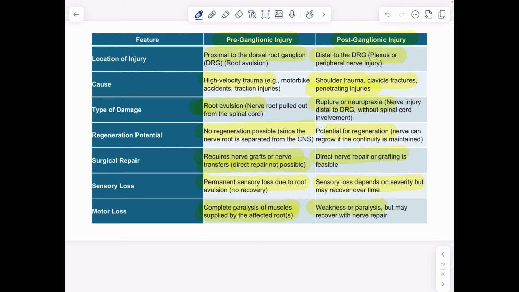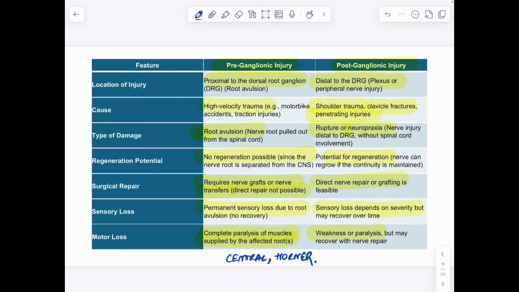Now, preganglionic injuries are also identified when there is paralysis of the central muscles like the diaphragm. The preganglionic injury is also identified if it is associated with Horner syndrome, because it is suggestive that the patient has an injury which is nearer to the spinal cord. So although this question has not yet been asked, there is always a possibility in the future.